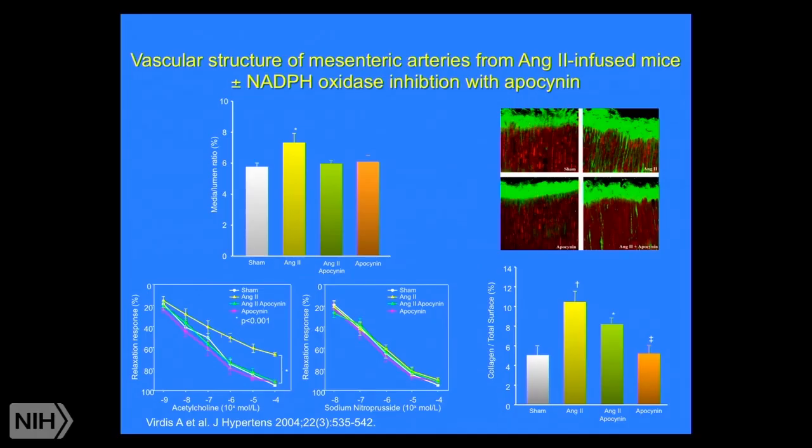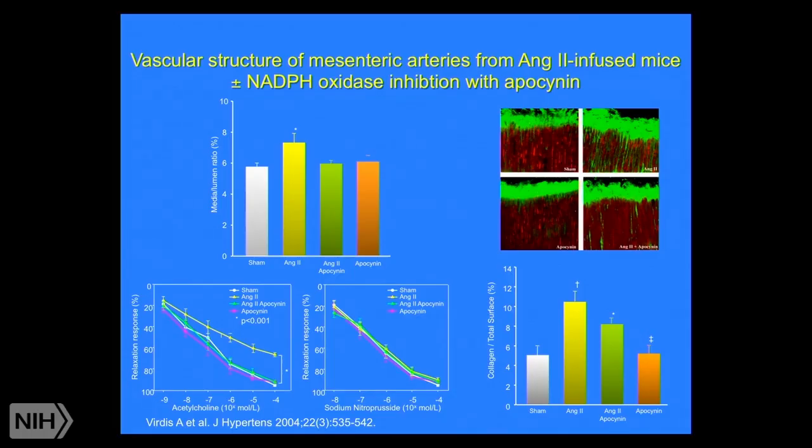Deposition of collagen, shown in this panel, was significantly decreased when NADPH oxidase activity was reduced, and endothelial dysfunction, as shown by acetylcholine-induced relaxation, was as well restored with respect to the impairment found under angiotensin II infusion, suggesting indeed that NADPH oxidase activity and the generation of superoxide in the vascular wall contributed to many of these changes that we were finding in the small arteries in experimental animals and in humans.